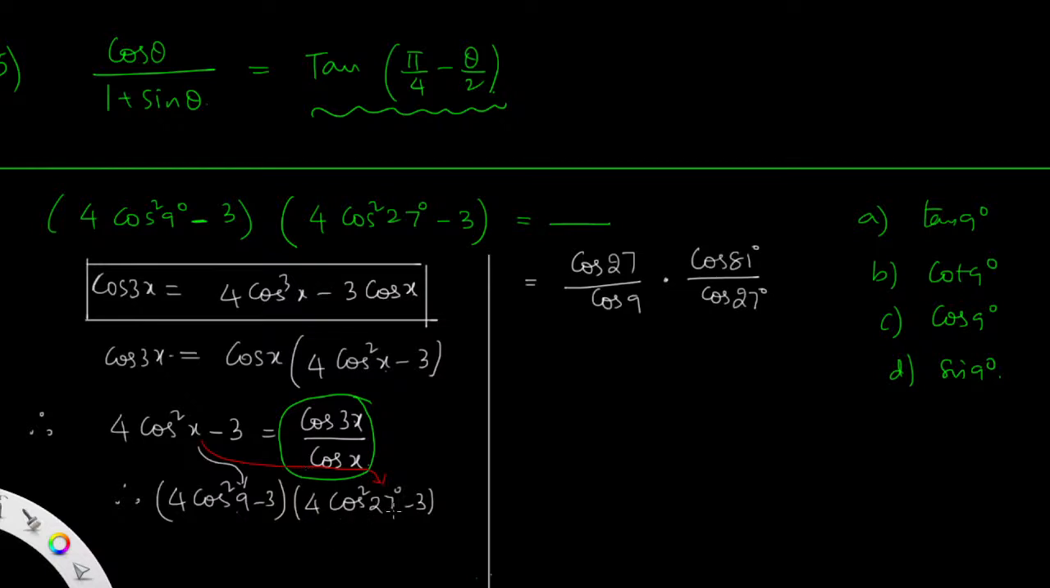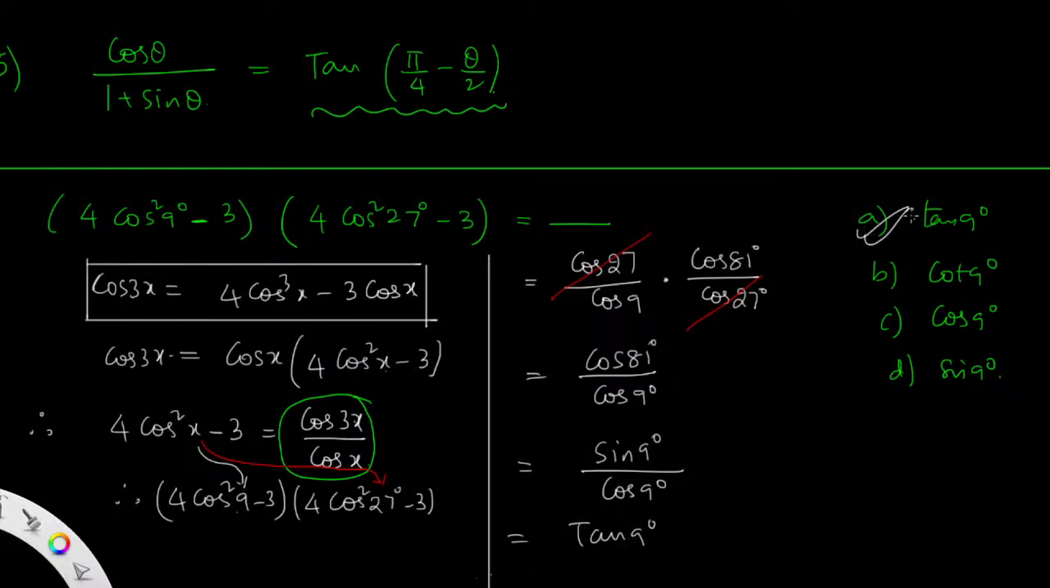Next, 4 cos square 27 minus 3 is cos 81 by cos 27. Now cancelling the terms, cos 27 cancels, and the value is cos 81 divided by cos 9. But the answer is in terms of tan, cot, cos or sin, so you can convert cos 81 to sin 9 using complementary angles. So sin 9 by cos 9 equals tan 9. The answer is the first option.